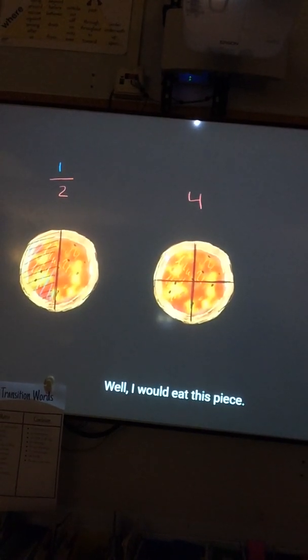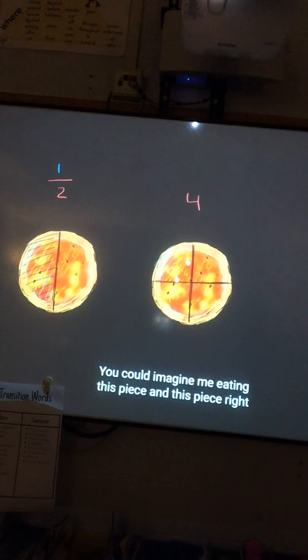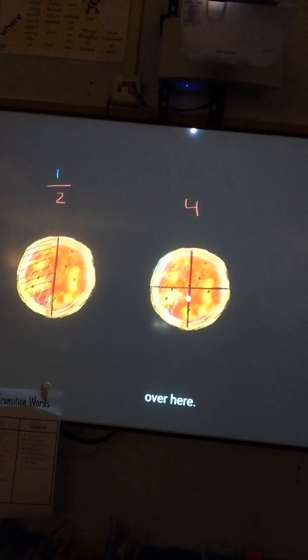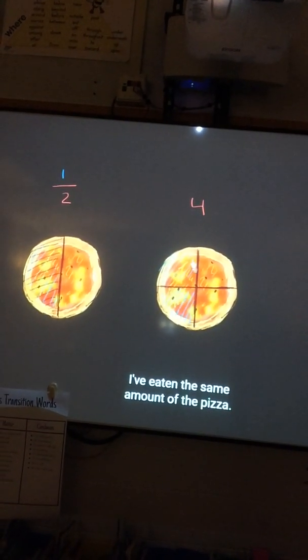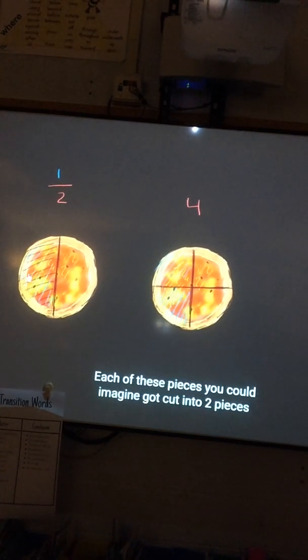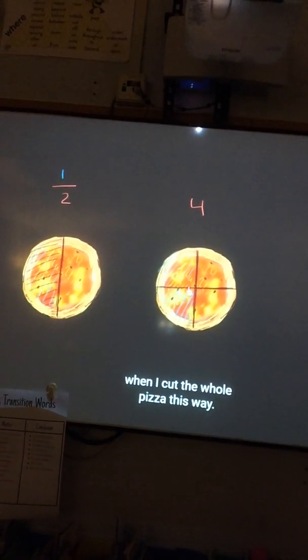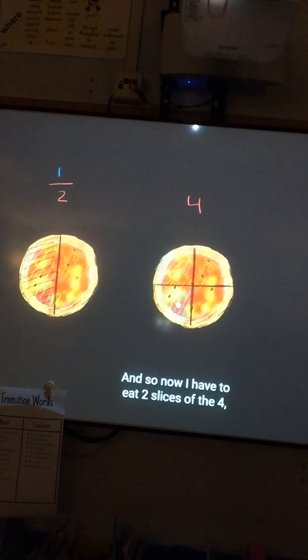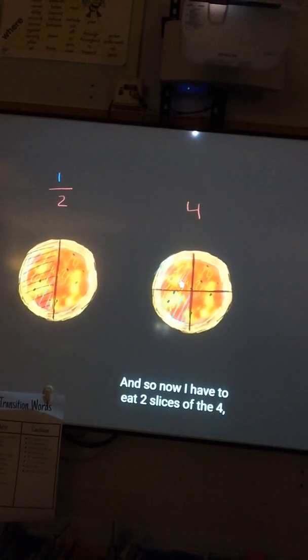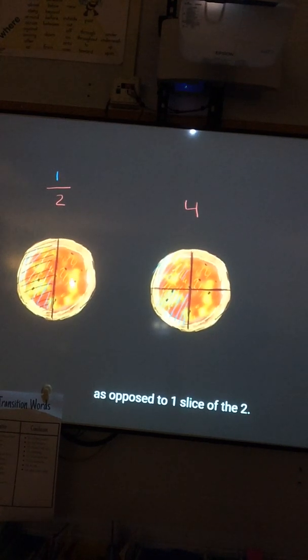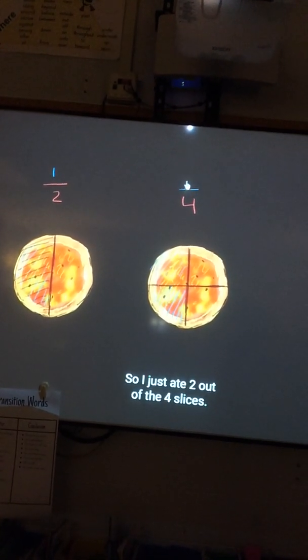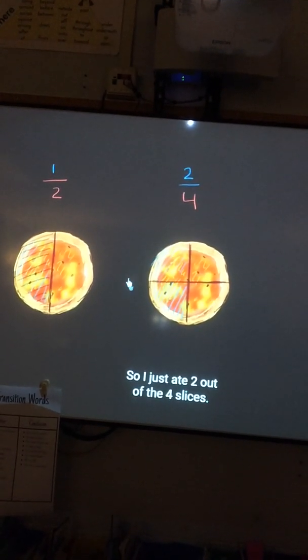Well, I would eat this piece. You can imagine me eating this piece and this piece right over here. I've eaten the same amount of the pizza. Each of these pieces, you can imagine, got cut into 2 pieces when I cut the whole pizza this way. And so now I have to eat 2 slices of the 4 as opposed to 1 slice of the 2. So I just ate 2 out of the 4 slices.